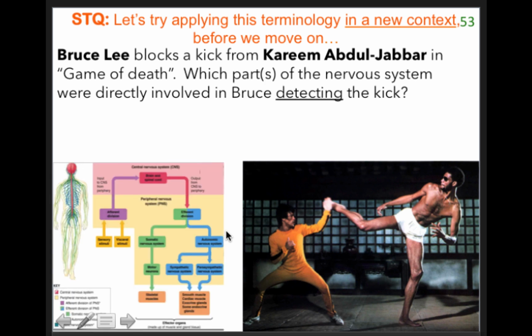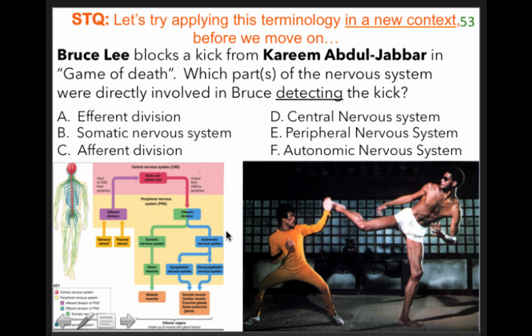So question for you to consider is, which part or parts of the nervous system were directly involved in Bruce Lee detecting the kick? Okay, so here are your options. More than one of these can be correct. So in your worksheet, write down the letter of all of the parts that you think are directly involved in Bruce detecting the kick. All right, so pause the video and write down your answer now.